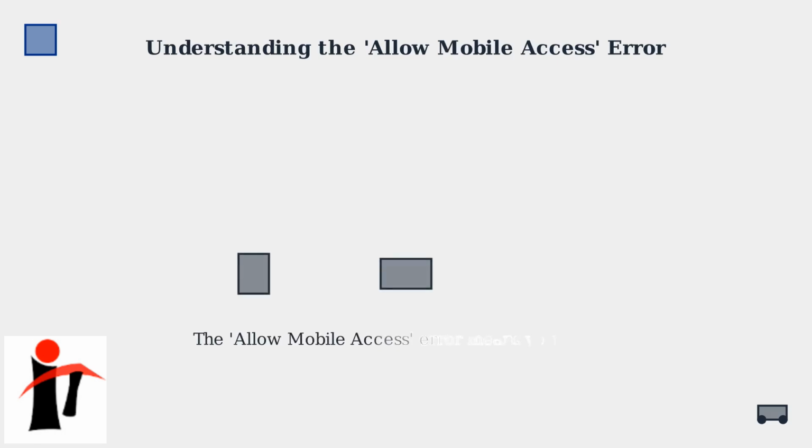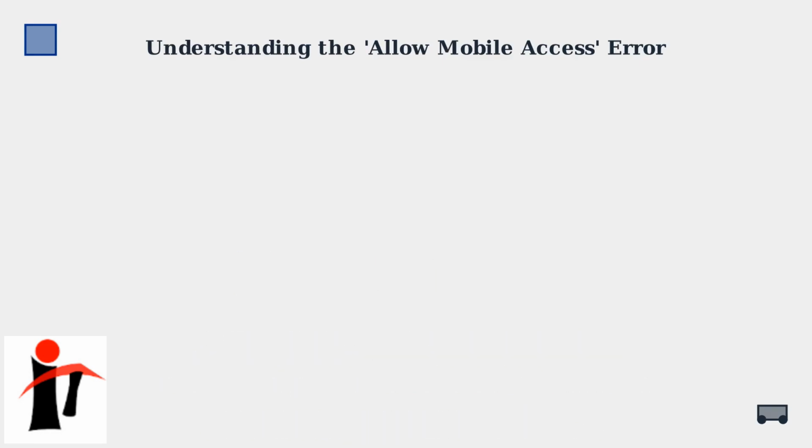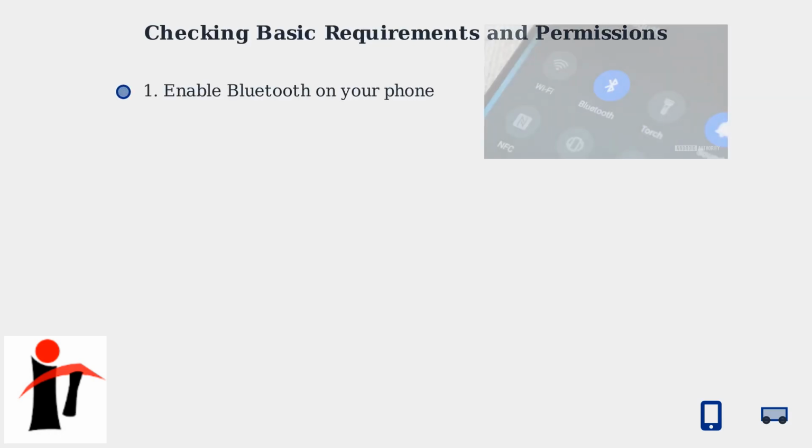Even with the latest Tesla app version 4.30.1 or higher on iOS and Android and vehicle software v2025.32.1 or later, approximately 15 to 20% of users continue to encounter this error. In the following sections, we'll guide you through step-by-step solutions to resolve this connectivity issue and restore full mobile access to your Tesla. First, ensure Bluetooth is enabled on your phone.